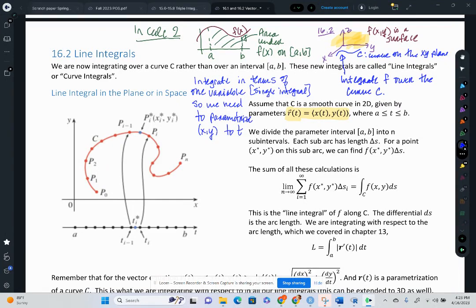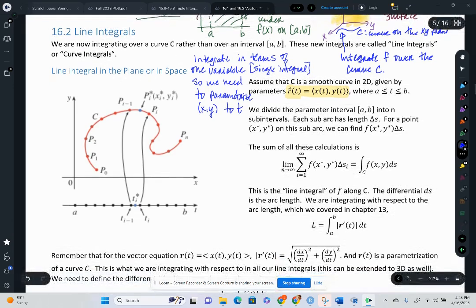So we've got now a parametric function. That's what we call r of t. It has components x of t and y of t. We could even go up one more dimension and have a z of t. And t is going to run between two numbers, a and b. And sometimes we'll be given those, and sometimes we'll have to figure those out. So we're going to divide our parameter interval, a b, into subintervals.